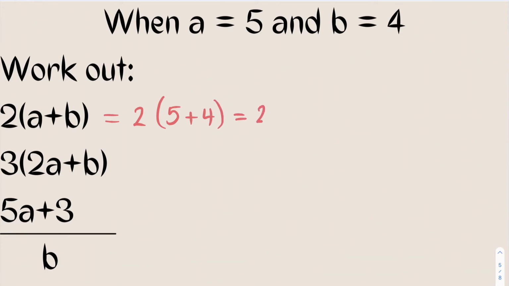Now working out what's in the bracket first, 5 add 4 gives me 9. And remember, this means multiplied. So 2 times 9 gives me 18.